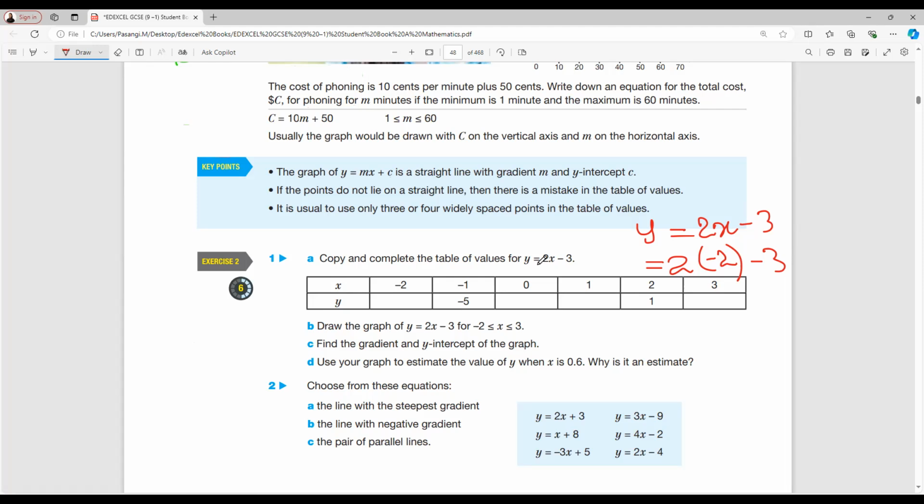Is that minus 7? Minus 7, yes. The y value is minus 7. Likewise, fill in the rest of the values as well.